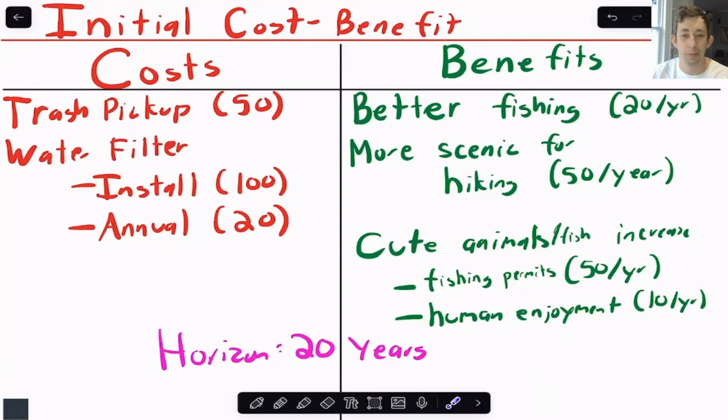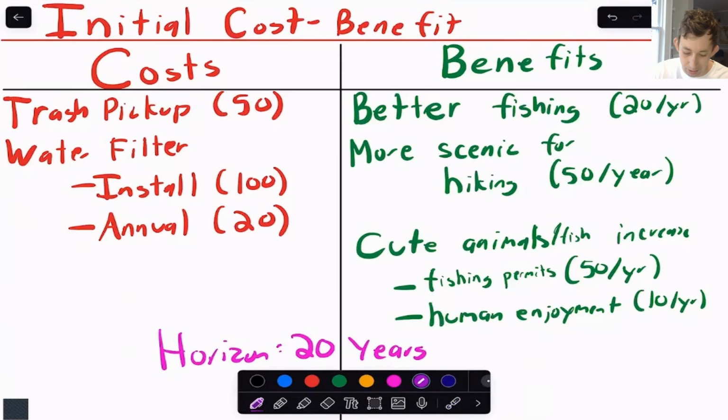For example, if we think about better fishing, which maybe we value at 20 a year, maybe people are willing to pay more to hike because the view is prettier. Maybe if we clean up this park, the number of fish and game will come back. So similar to better fishing, maybe this park can now sell fishing permits and get a benefit out of that. And maybe the human enjoyment of all these cute animals, the fish, is an extra 10 a year. Again, we're thinking of a horizon of maybe 20 years.